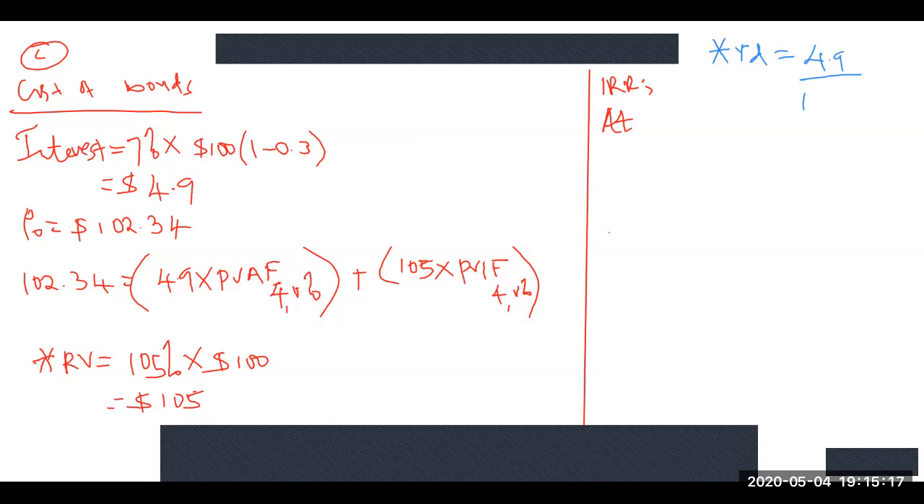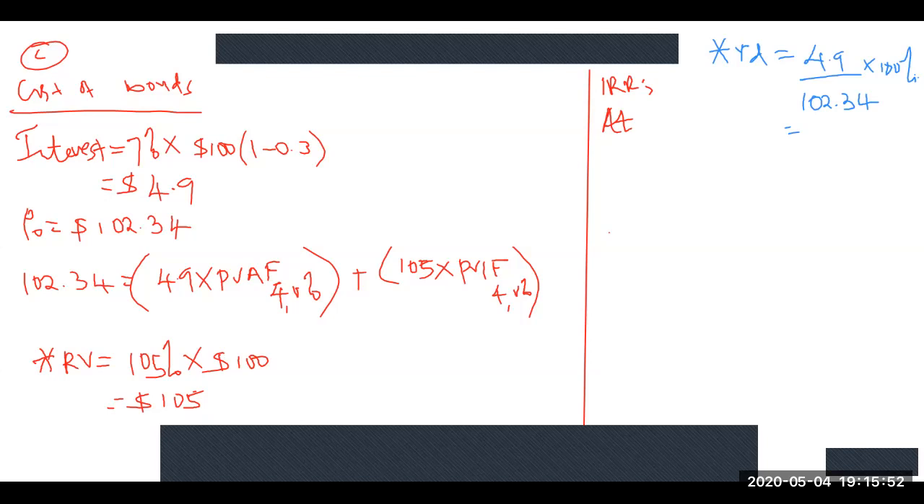Over 105? 105 is the redemption value. So I should have used the P naught. I think I used the wrong thing. I should have used the P naught, which is 102.34. Yes, which is the correct thing, because it is meant to be the interest, which is 4.9, divided by the market value, P naught, which is 102.34. And you got what? I got 4.79%.